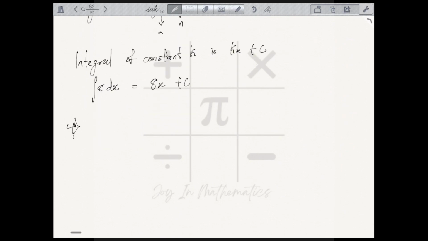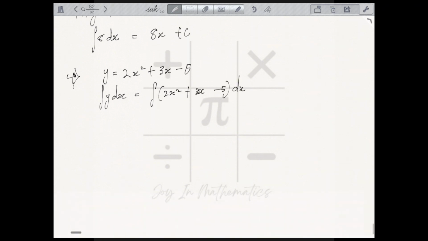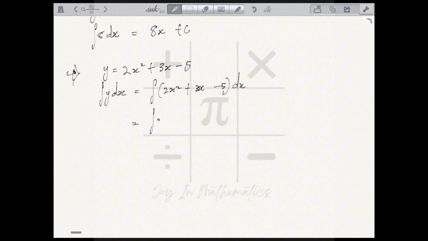Given that y is equal to 2x squared plus 3x minus 5. Now, when we want to differentiate this, we differentiate each term. Likewise, when we want to integrate this, we'll integrate each term. Therefore, integrating this, we have the integral of y dx, and that will give us the integral of 2x squared plus 3x minus 5 dx. Now, let's integrate each term with respect to x, just like opening the brackets.